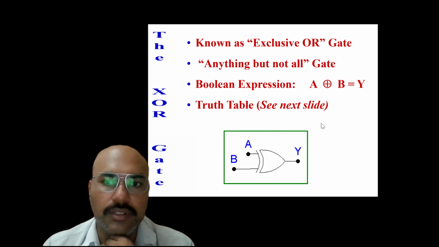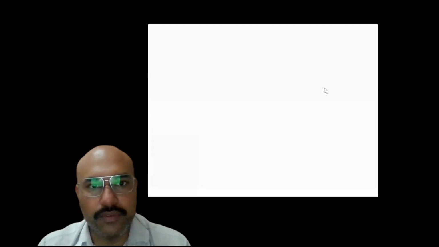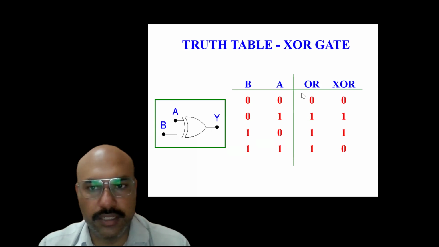So that is known as exclusive OR. And this is the expression A XOR B. This encircled plus sign represents the XORing. So always remember the truth table of this function. It is a little bit different than the OR gate.